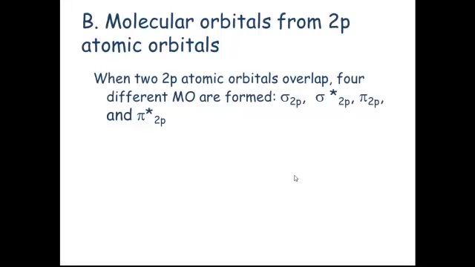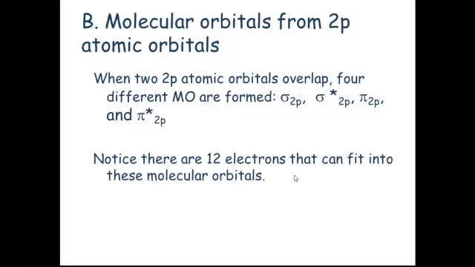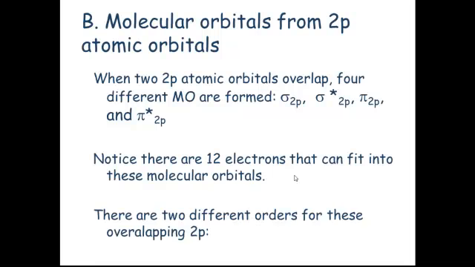So once we fill the sigma 1s and the sigma star 1s, we're going to fill the sigma 2s and sigma star 2s orbitals. Then when we get to the p orbitals, there are 3 degenerate p orbitals that need to be mixed together with 3 other p orbitals for a total of 6 molecular orbitals. We'll be able to put 12 electrons in these 6 molecular orbitals.